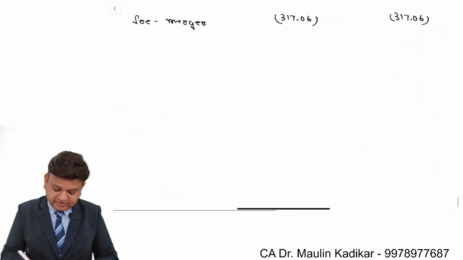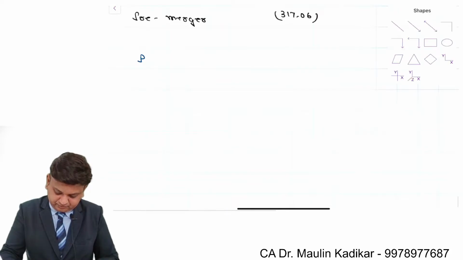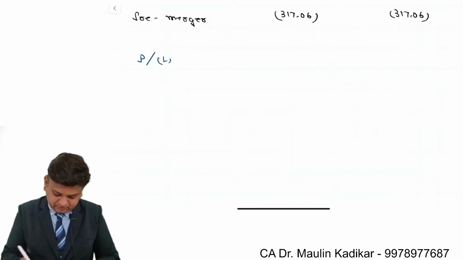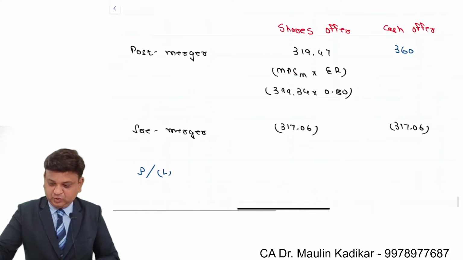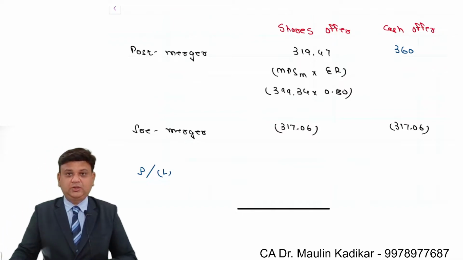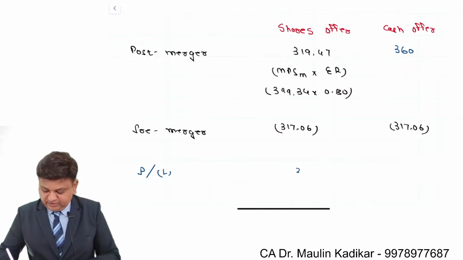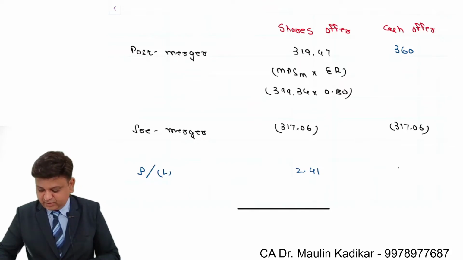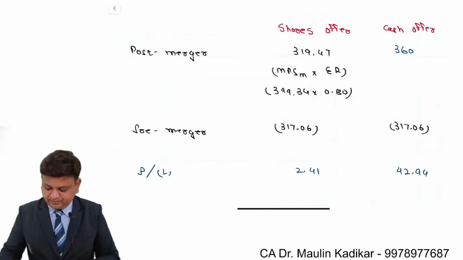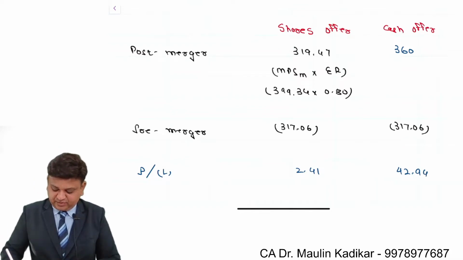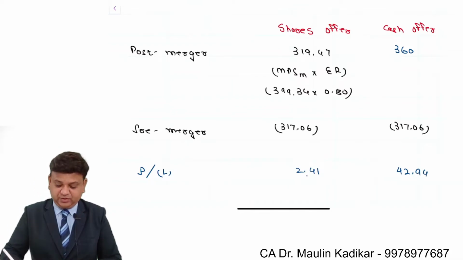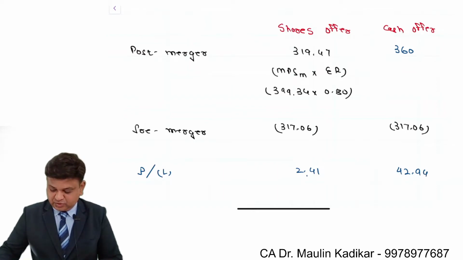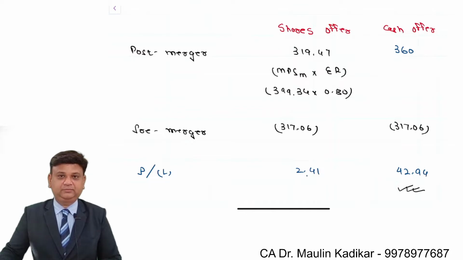So difference of both of them is a profit or loss. So 319.47 minus 317.06. So there is a profit of 2 rupee 41 paise. And 360 minus 317.06. There is a profit of 42 rupees 94 paise. In both the cases, there is a profit. But of course, we can see that in case of cash offer, it is higher profit. So cash offer is supposed to be preferred. Please write an answer.